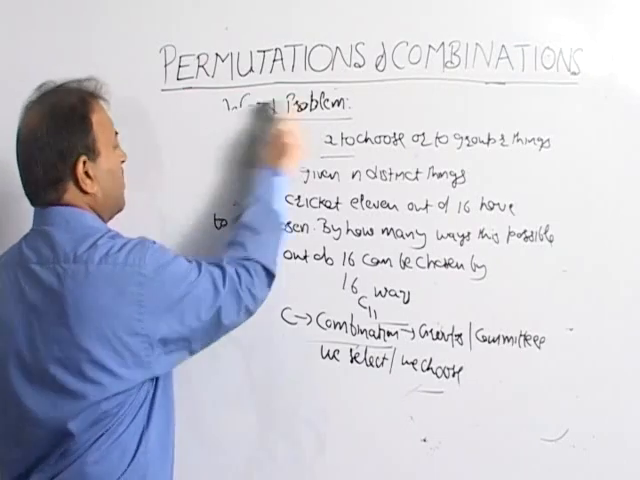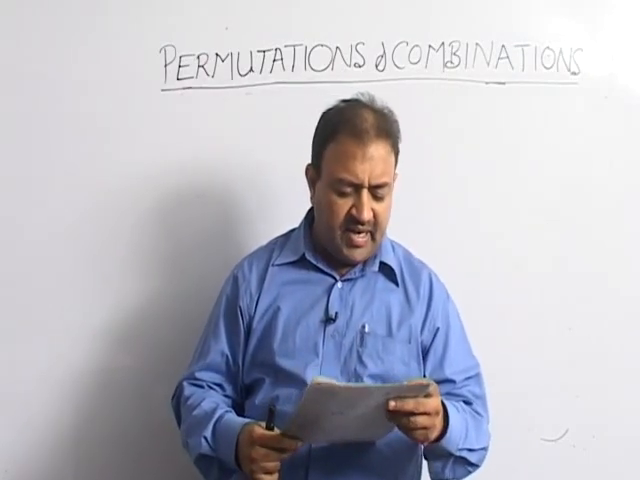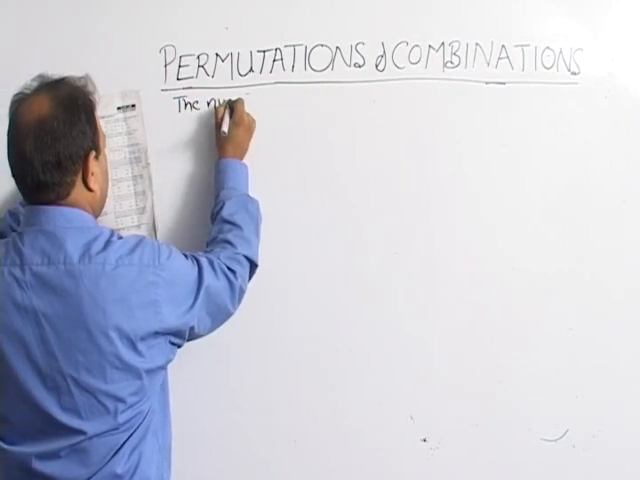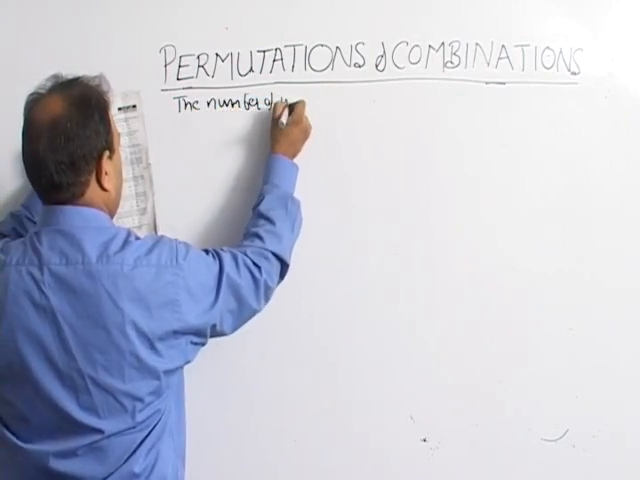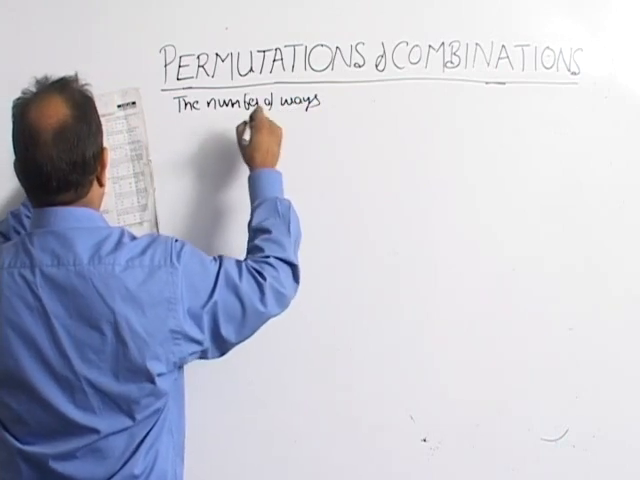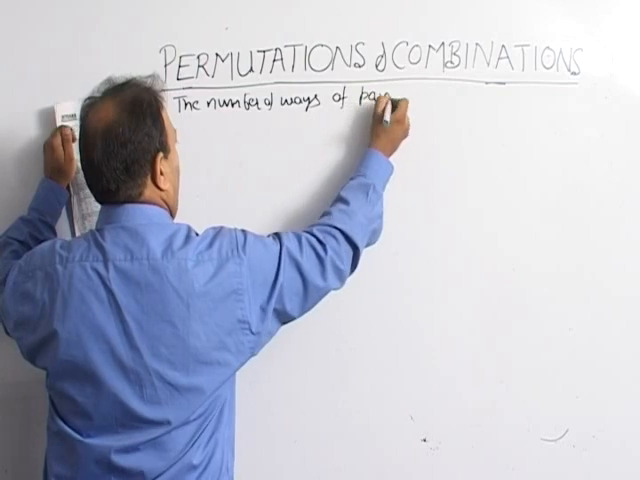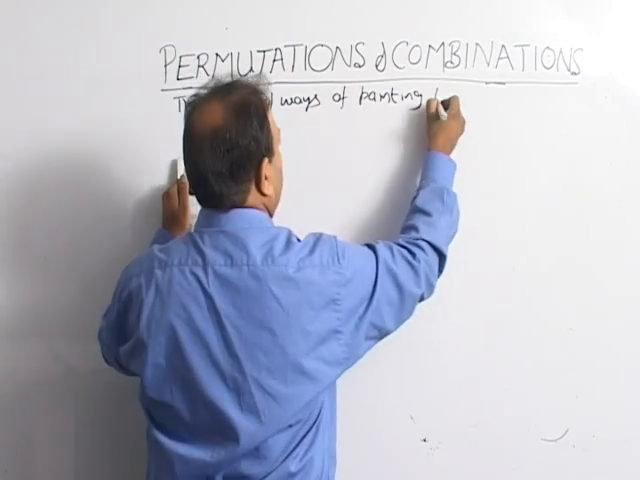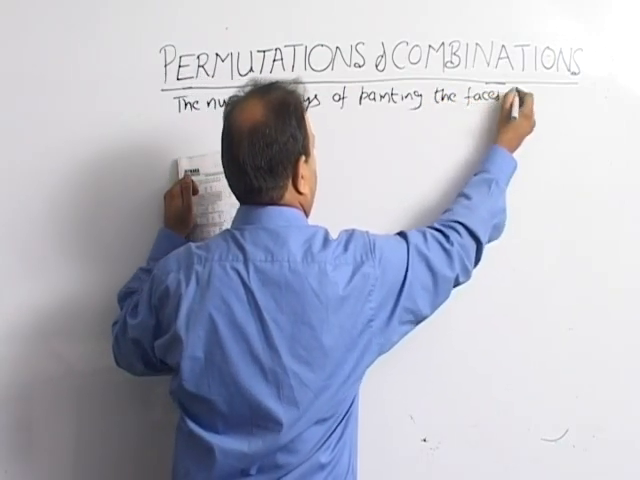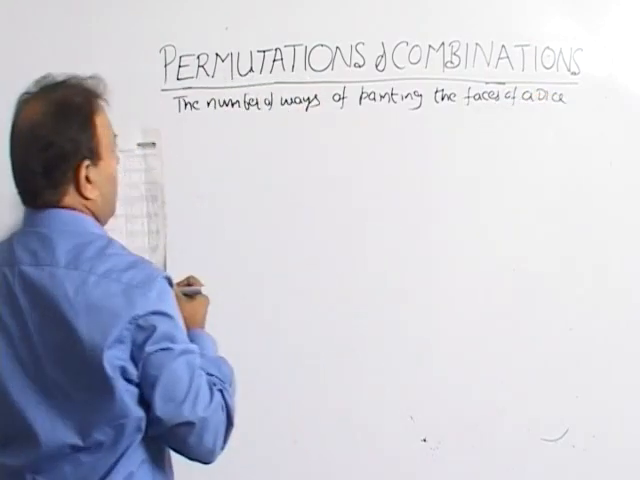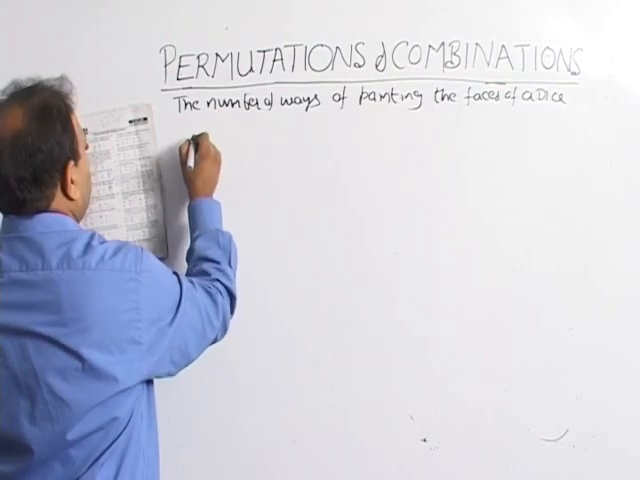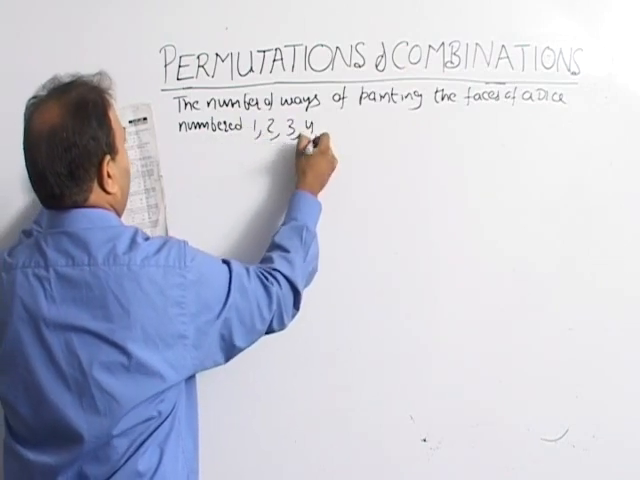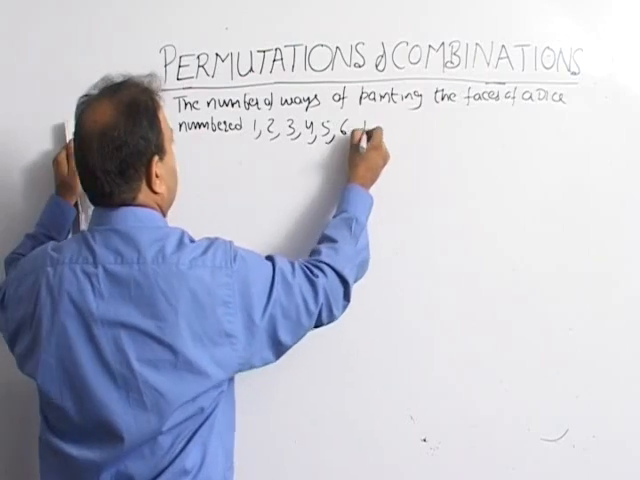Now I am coming to word problems. The first question of our assignment is, it is the number of ways of painting the faces of a dice numbered 1, 2, 3, 4, 5, 6 with 6 different colors.